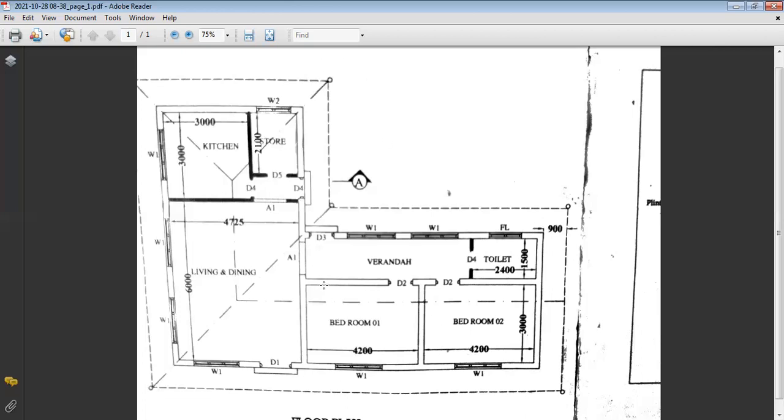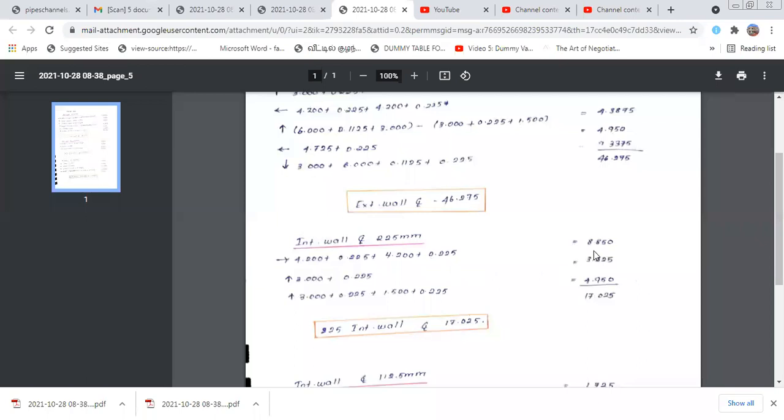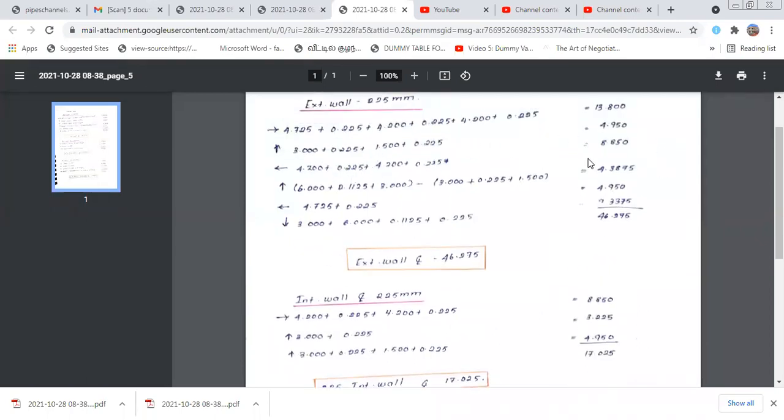Okay, 3,000 plus 225, 3,225. We know this one here 1,500, 3,000 plus 225, 4,500. 4,500 plus 225, 4,725 plus 225 by 2 plus 225 by 2, okay, 4,950. We also know this one, 4,200 plus 4,200 plus 225 plus 225 divided by 2, here 225 divided by 2. Here this way 8,850, same as this one. 3,225 I saw already, and this one 4,950, same as this one.